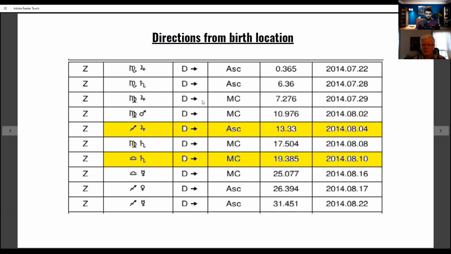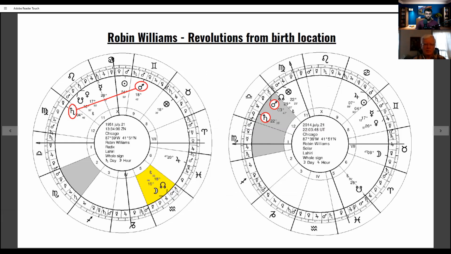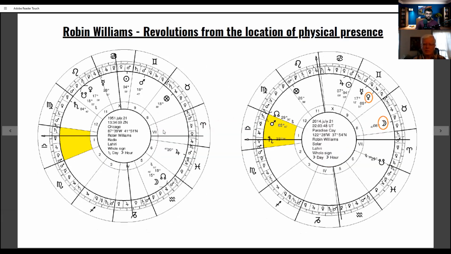The birth location is Chicago, and the physical location, I think, is in California. Look at Paradise City. Paradise, yeah. I think it's in California. So he died in California.